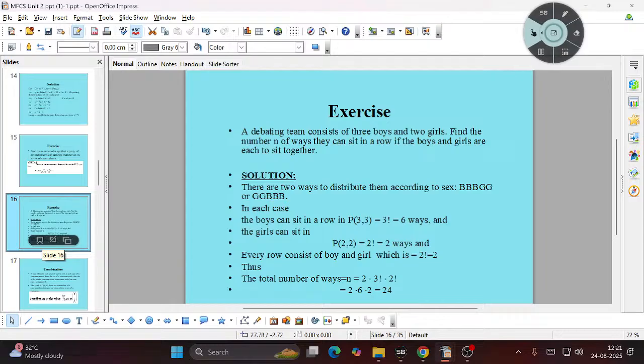Yes, completed. Write down. There are 2 ways to distribute them. That is boys together and girls together. That is 3 boys, 2 girls, or 2 girls, 3 boys. Please write down these steps.